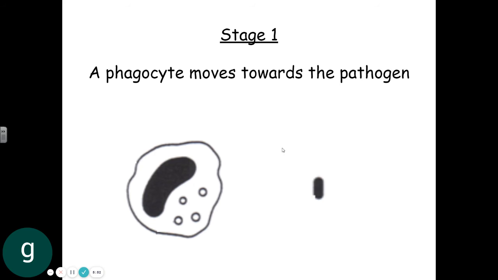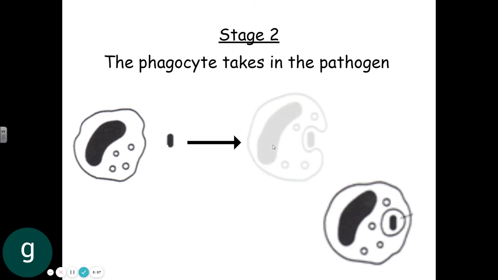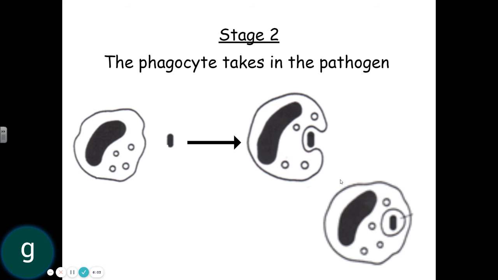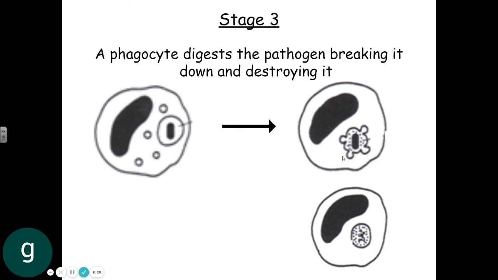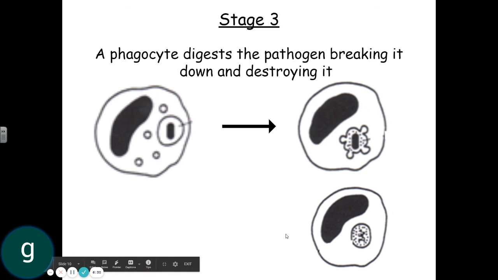So first stage, a phagocyte moves towards the pathogen. It takes in the pathogen. So you can see it's kind of doing what's called invagination. It's going around the outside of this pathogen, completely covering it and joining up at the other side. So the pathogen is now stuck inside in this little bubble, which we call a vesicle. The phagocyte, now it's got it trapped inside it, can digest the pathogen, so the bad thing, the virus or bacteria, using enzymes. So it puts lots of nasty things called enzymes into this little bit here, and it digests the pathogen.